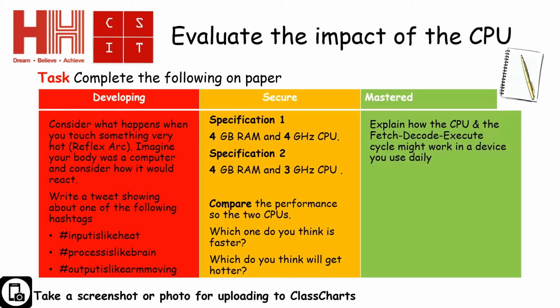Moving on to secure level. I'll give you two specifications for computers. The first specification has 4 GB RAM and a 4 GHz CPU. The second computer specification has 4 GB of RAM and a 3 GHz CPU. What I would like you to do is compare the performance of the two CPUs. In this comparison, you need to consider which one you think is faster and why, and which do you think will get hotter and why.